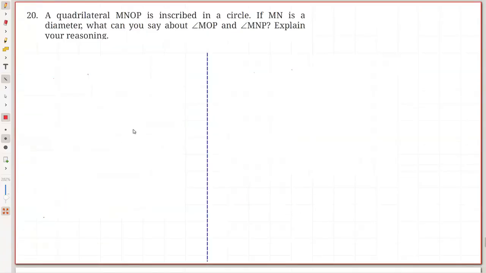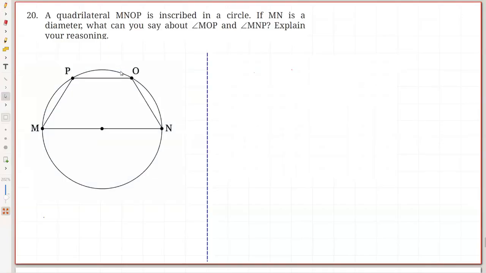Question number 20. A quadrilateral MNOP is inscribed in a circle. If MN is the diameter, what can you say about angle MOP and angle MNP? Explain your reasoning. First, a quadrilateral MNOP is inscribed in a circle, meaning the quadrilateral should be inside the circle. Then we have to take a diameter MN. So let me show the diagram first.